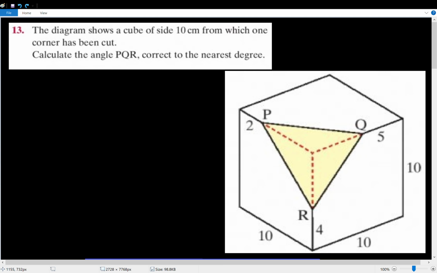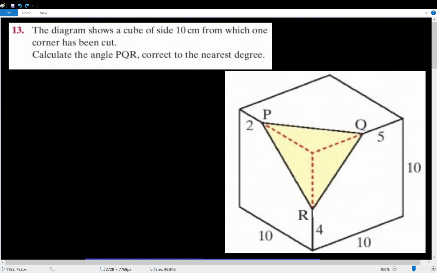This is question 13 from exercise 3.5 in Text and Test 4 New Edition. The diagram shows a cube of side 10 centimeters from which one corner has been cut. We have to calculate the angle PQR correct to the nearest degree.